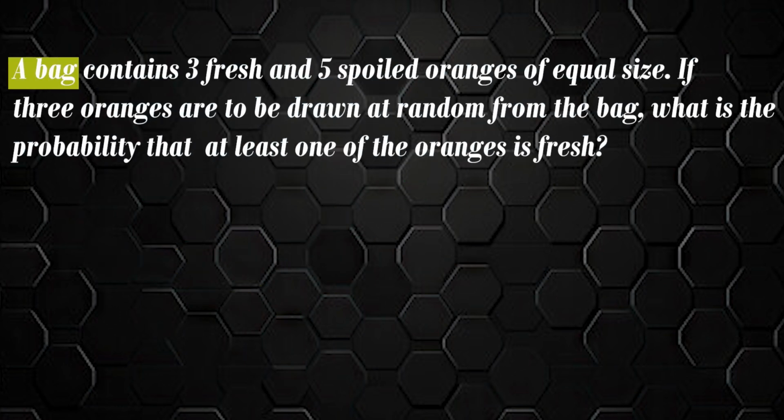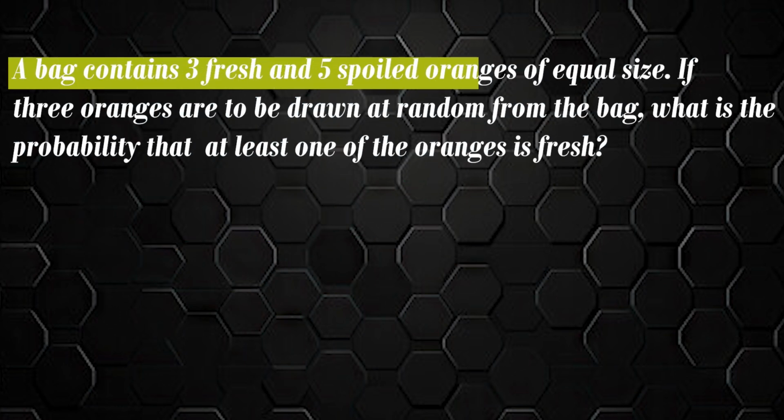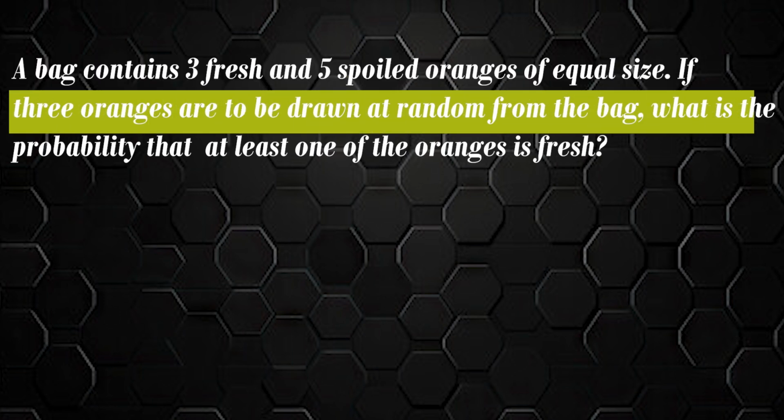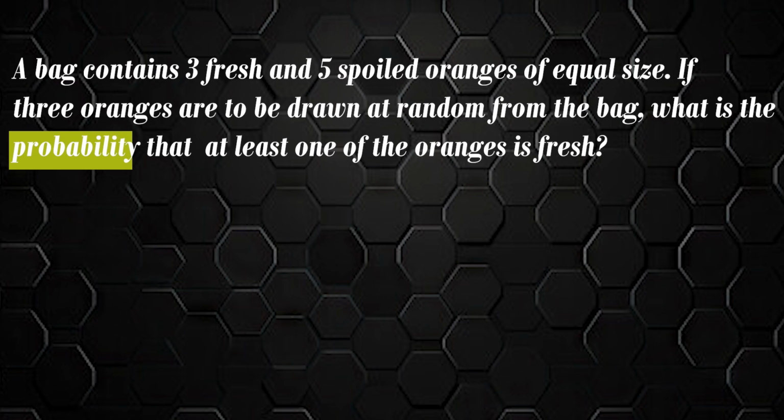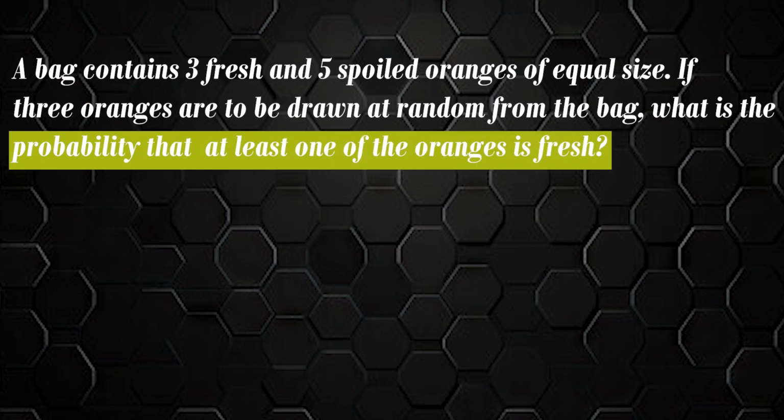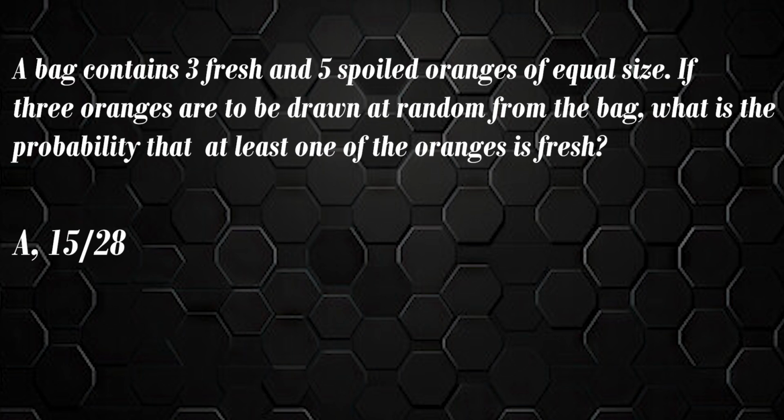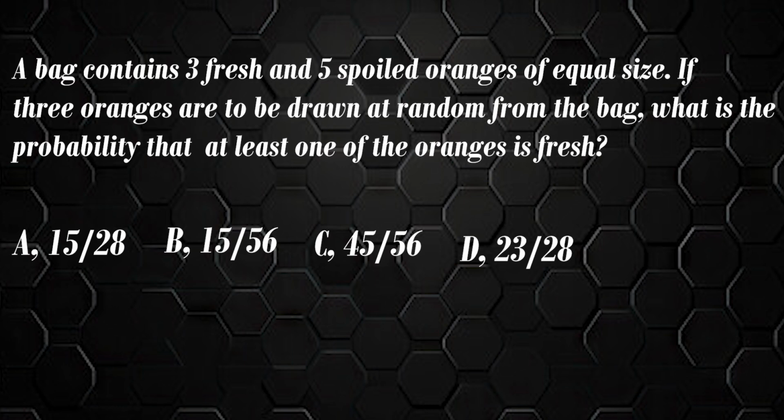And next example, a bag contains 3 fresh and 5 spoiled oranges of equal size. If 3 oranges are to be drawn at random from the bag, what is the probability that at least one of the oranges is fresh? A, 15/28, B, 15/56, C, 45/6, and D, 20/28.